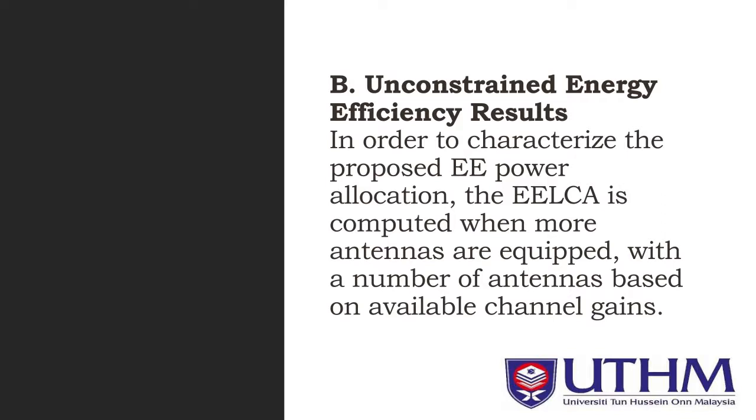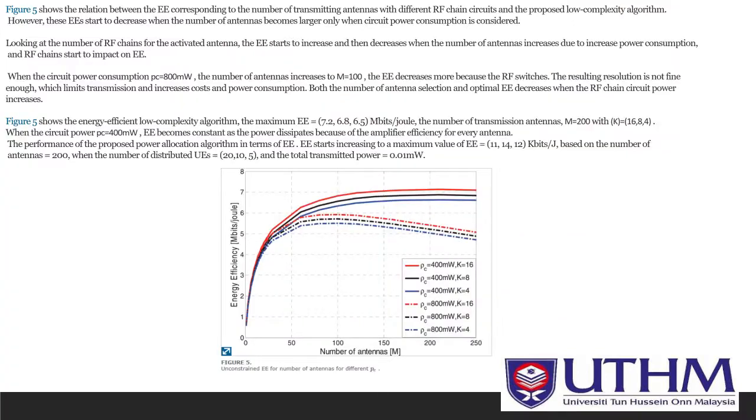In order to characterize the proposed EE power allocation, the EELCA is computed when more antennas are equipped, with a number of antennas based on available channel gains. Okay, this one is for figure 5, number of antennas and energy efficiency. Figure 5 shows the relation between the EE corresponding to the number of transmitting antennas with different RF chain circuit power and the proposed low complexity algorithm.